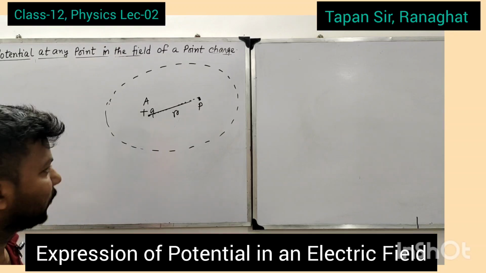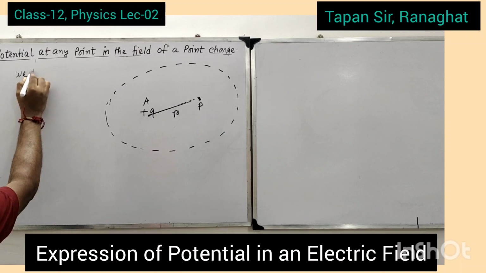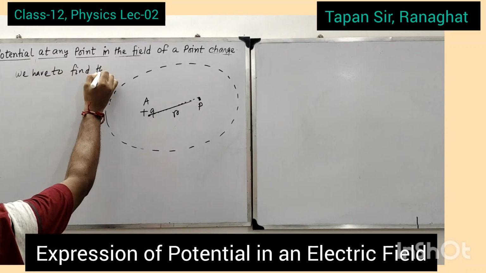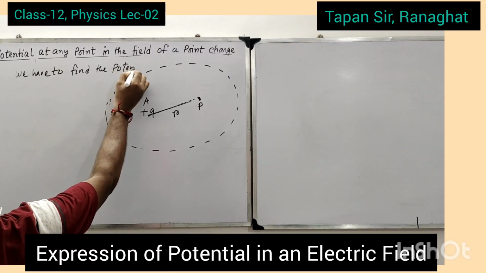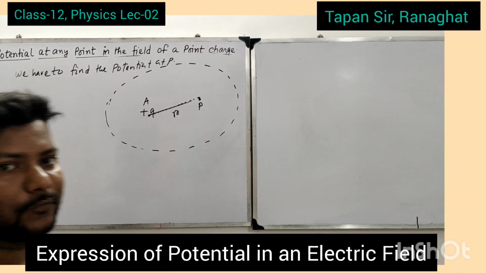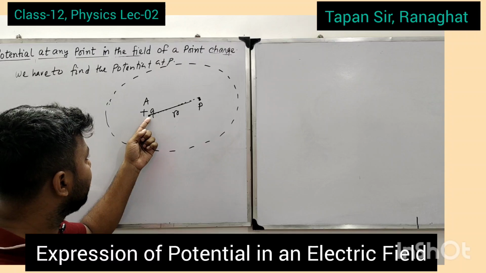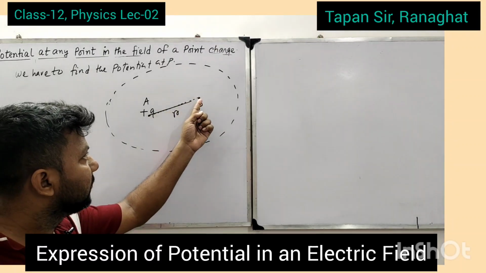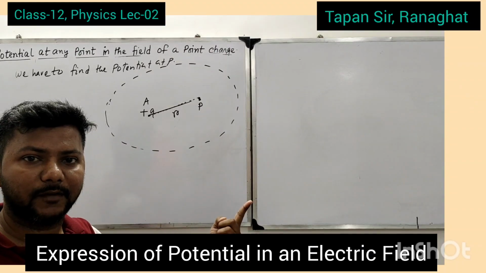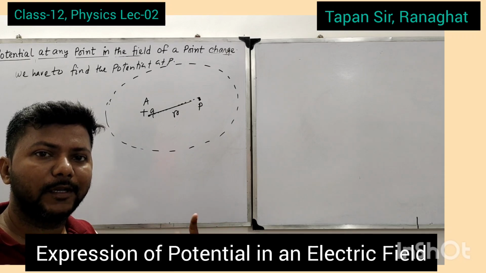ठीक है, so we have to find the potential at P. Now इस प्लस चार्ज A पॉइंट में, इस चार्ज के लिए P पॉइंट में इलेक्ट्रिक फील्ड इंटेंसिटी क्या होता है, P पॉइंट पे इलेक्ट्रिक फील्ड इंटेंसिटी इक्वल टू 1/4πε0 Q/r².